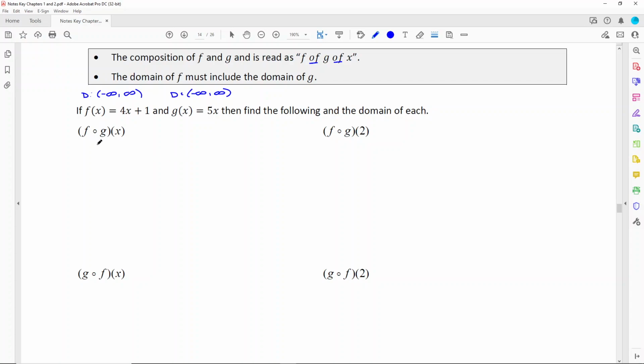But let's see what this means. This wants me to do f of g of x. In other words, it wants me to plug the g of x equation in for x in the f of x equation.